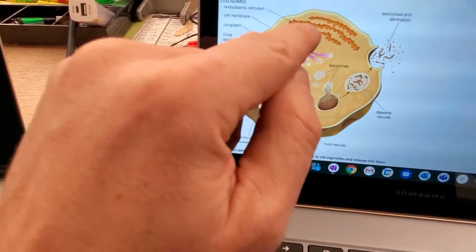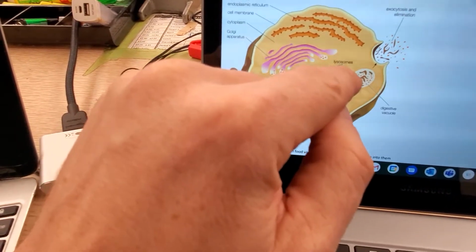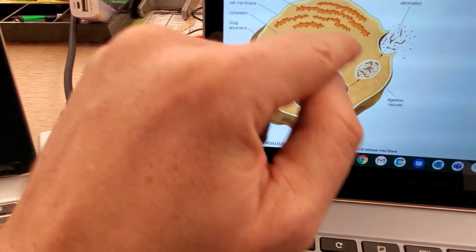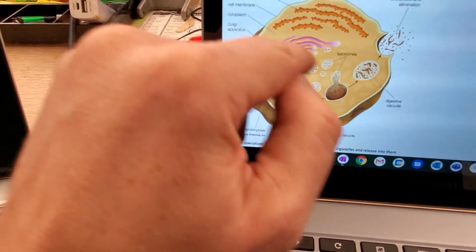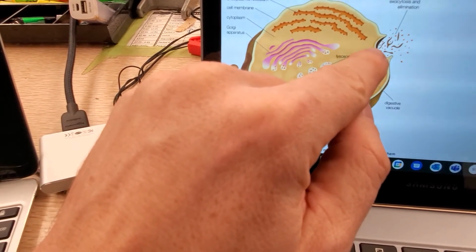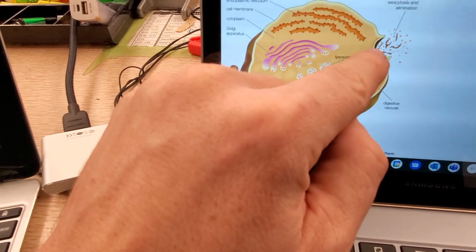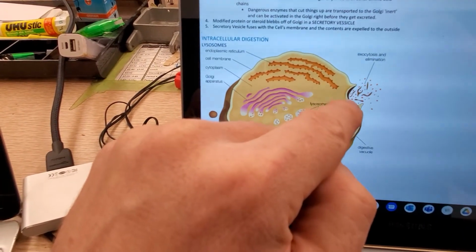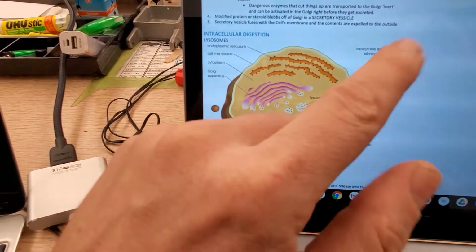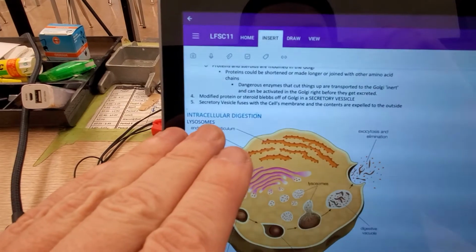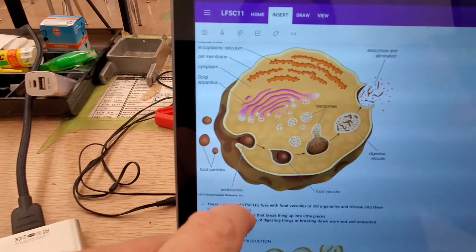So it would be sugars and stuff that the cell needs, amino acids, nucleic acids, fats, or lipids, whatever it is, it will get transported out, and then the cell can use it. And the garbage, the food vacuole, will merge with the plasma membrane and do exocytosis, another form. So it'll get dumped out. Basically, that's the cell pooping. So that is intracellular digestion.